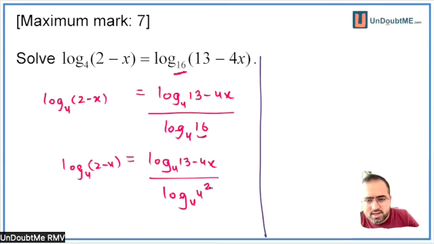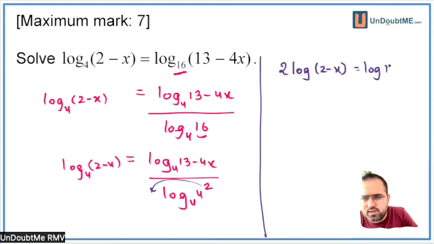Next step will be in the denominator of the right hand side, that 2 will come in front, and then log of 4 to the base 4 will be 1. So effectively, I have only 2. That 2 will come on the left hand side, and finally, I'm writing this step. So 2 log of (2 minus x) is equal to log of (13 minus 4x). On both the sides, the bases are 4. If that creates confusion, put brackets wherever required.